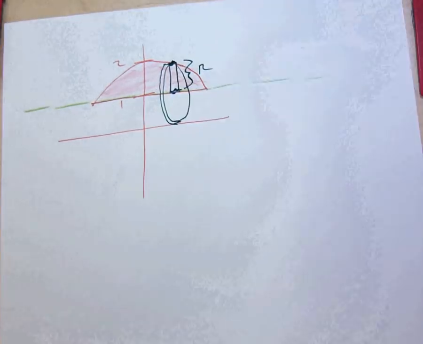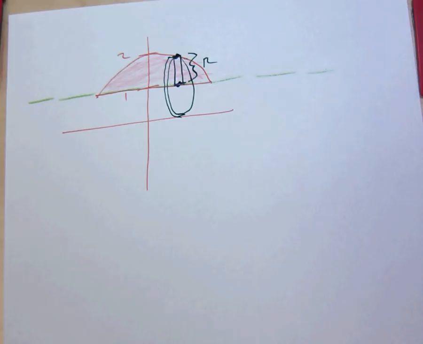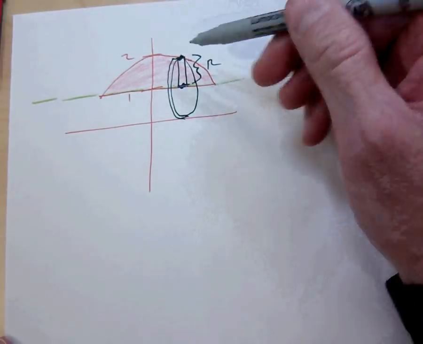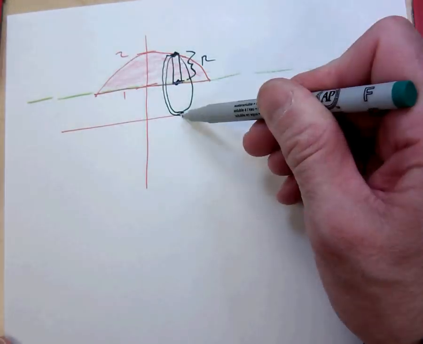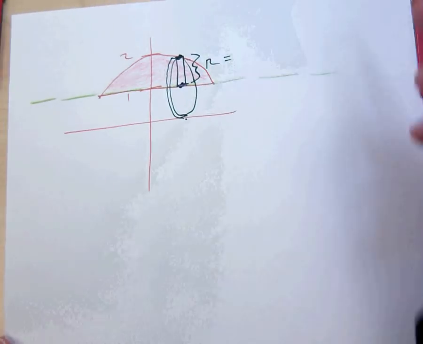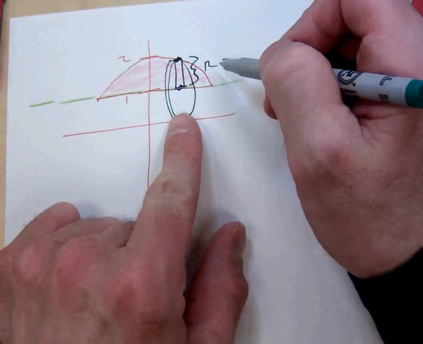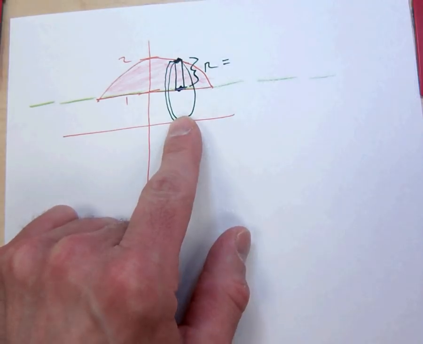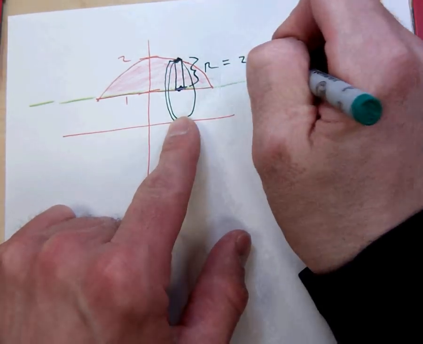Do you agree? All right, now we need to come up with a formula. That's the tricky part. What's the formula for that distance from there to there? Well, let me ask you this. What's the distance from that point down to the x-axis? Yeah, it's just the formula of the parabola. What was the parabola equation? Yeah, it was 2 minus x squared. Okay, that's the distance from here to here.